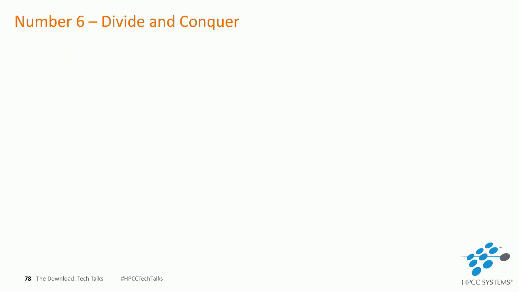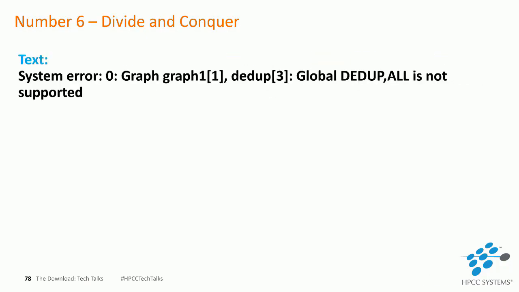Number 6, divide and conquer. All right, what do we mean by that? Well, this is kind of a simple error. You'll get an error that says global dedupe with all is not supported. And some other statements like iterate and I think sort, and there's some other ones that have a global option, that sometimes the compiler will give you an error on that.